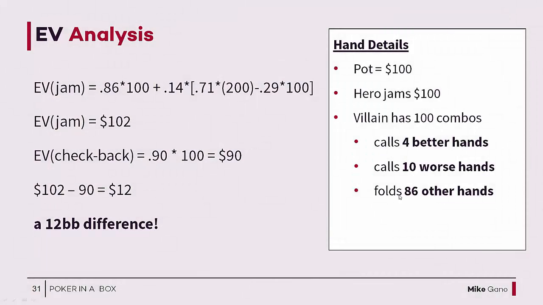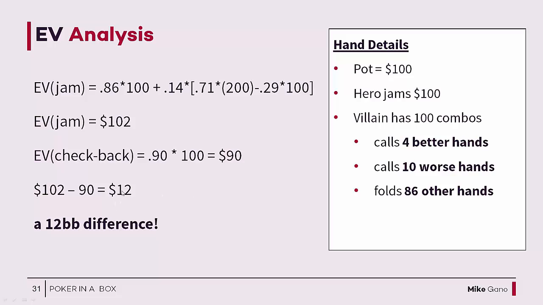Now I'm bumping up the number of folds, and that shouldn't matter, as we saw before. And if we plug in all the numbers, we're beating more hands in his calling range than losing. And if we calculate the EV of a jam here, we find it to be 102. The EV of a checkback is 90.